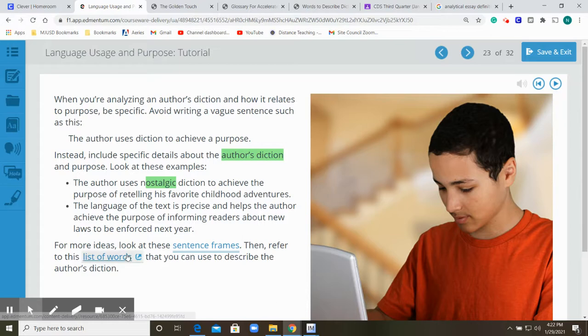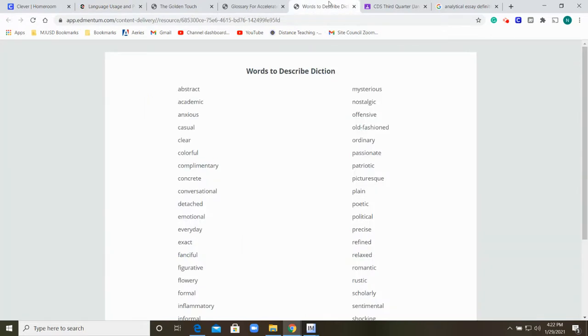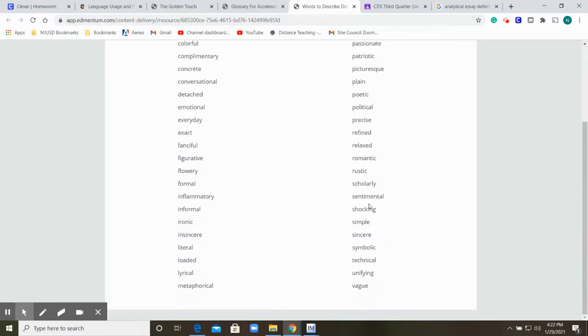When you click on these links, you also get things like words that describe diction. This may be hard to see in a recording, but it's a wonderful list of words from abstract to exact to fanciful to patriotic to poetic to scholarly to sentimental to shocking to sincere and even vague or metaphorical. These words describe how the author is using their words.